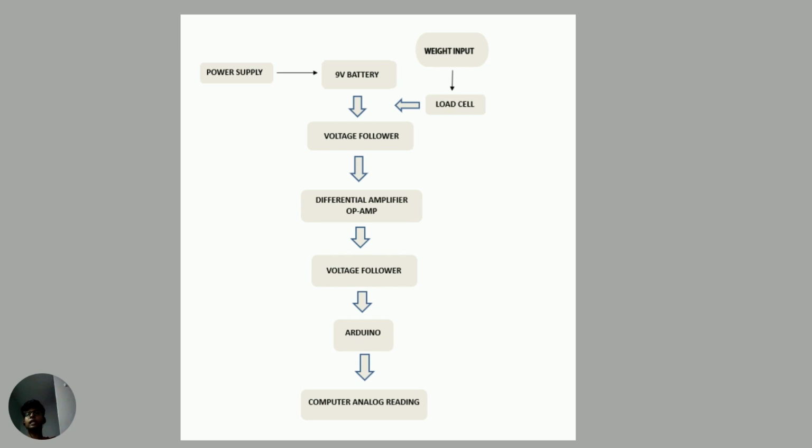The 9-volt battery is connected, and then it will flow to the voltage follower, and then to the differential amplifier, and then to the voltage follower again, which is the second supply basically. It's a dual voltage follower. Then the output of the differential amplifier will give a reading on the Arduino, and with the serial monitor in the Arduino IDE software, it will show the analog reading of the voltage, and then the weight value that we desire.